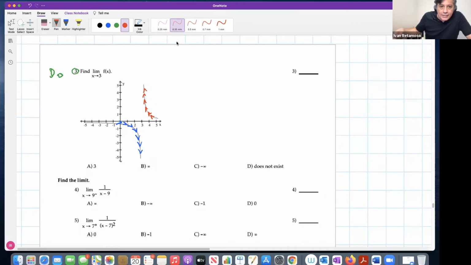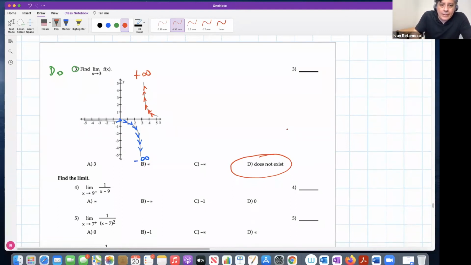Excellent, right? Clearly this is going to negative infinity when you approach from the left, and when you approach from the right, positive infinity. They're not the same. So the conclusion is the limit does not exist, right? Does not exist. Excellent.